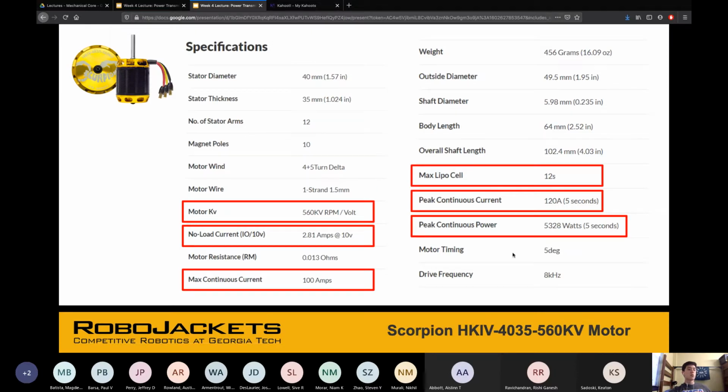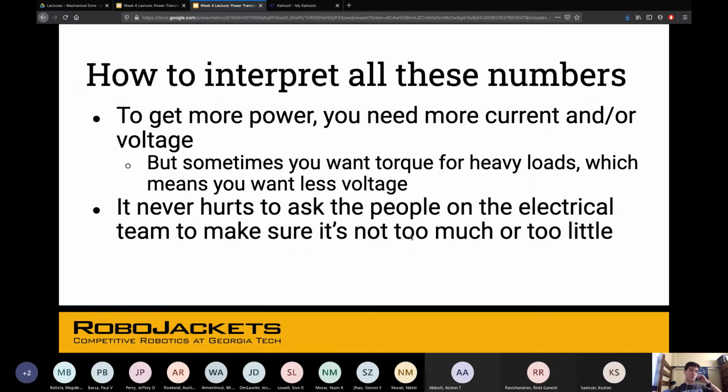Continuing on, this is something you'd be looking at. Generally, you're going to see a lot of different numbers with a lot of different titles, so it takes some time to look through and get used to finding all this different stuff. It never hurts to ask people on the electrical team, because they're used to dealing with this stuff and they know what's probably a good range of numbers.